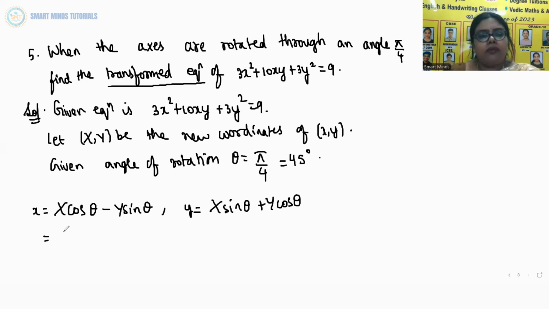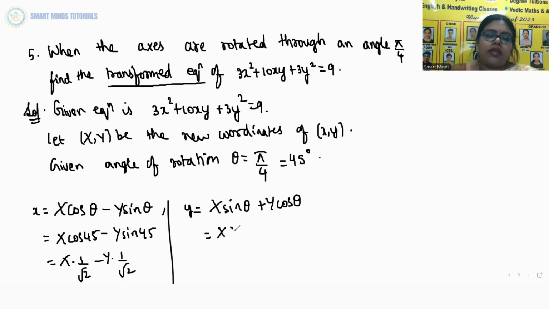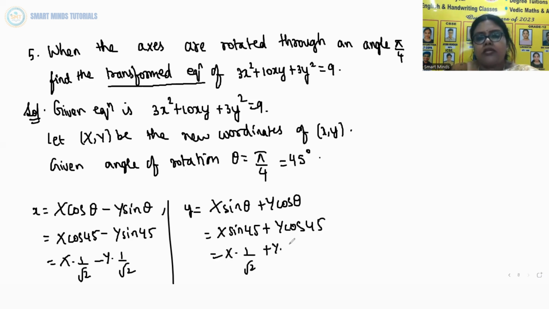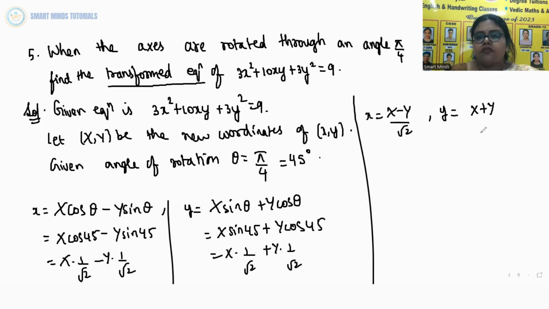Now in the place of theta we put 45. So X cos 45 minus Y sin 45. Cos 45 and sin 45 both are 1 by root 2, minus Y into 1 by root 2. And over here, y is equal to X sin 45 plus Y cos 45. So that is X into 1 by root 2 plus Y into 1 by root 2. So small x is equal to X minus Y by root 2 and small y is equal to X plus Y by root 2. Now we will substitute it over here.